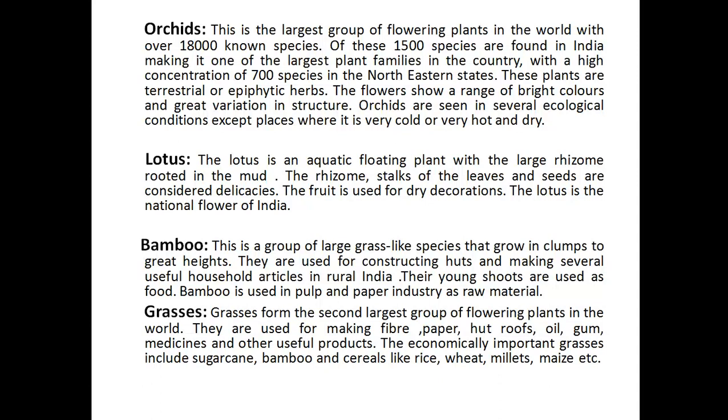Grasses. Grasses form the second largest group of flowering plants in the world. They are used for making fiber, paper, hut roofs, oil, gum, medicines, and other useful products. The economically important grasses include sugarcane, bamboo, and cereals like rice, wheat, millets, maize, etc.